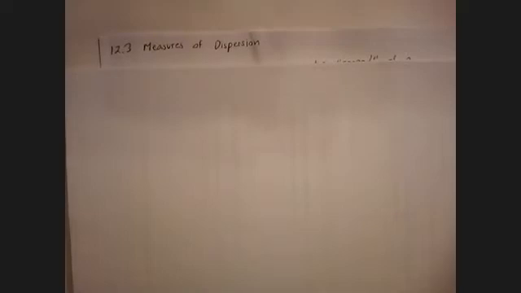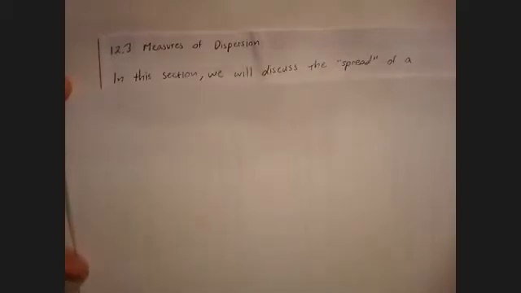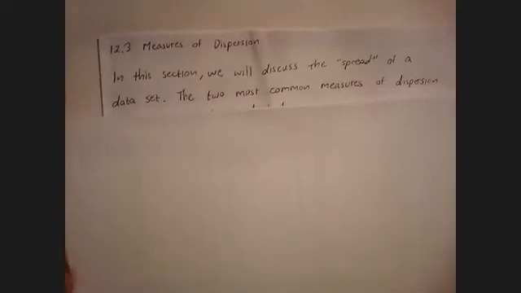All right, so we will talk about 12.3, which is measures of dispersion. And all that really means is we are going to look at some ways we can figure out how spread out the data set is. All right. So the two common ways to discuss dispersion are range and standard deviation.